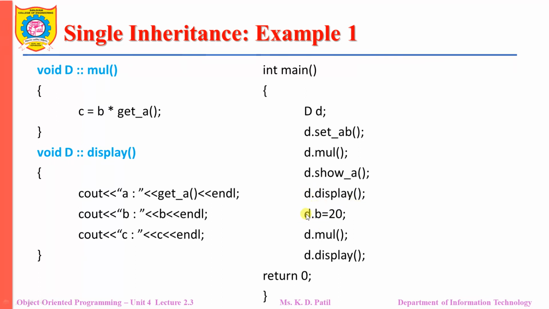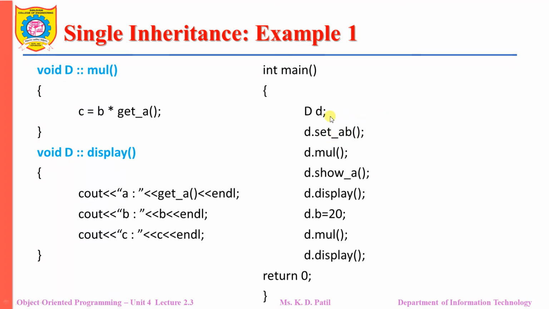Now as B is publicly derived, the value of B can be changed by the object of derived class D. So we can set the value of B here to 20. After that, multiplication can be performed, and again we can display the result. Now let us see what the output should be.